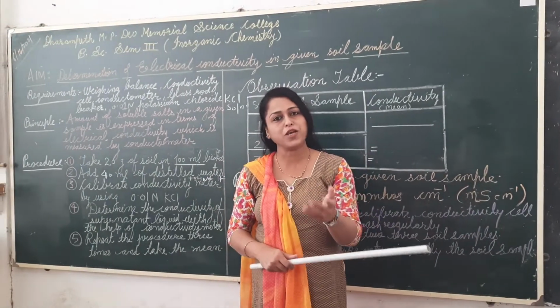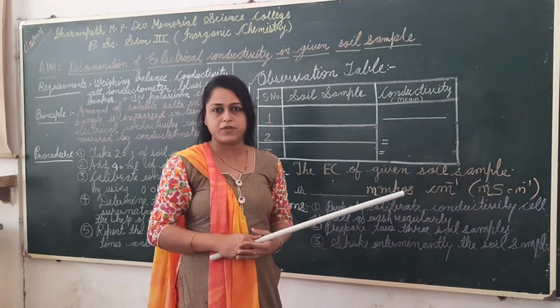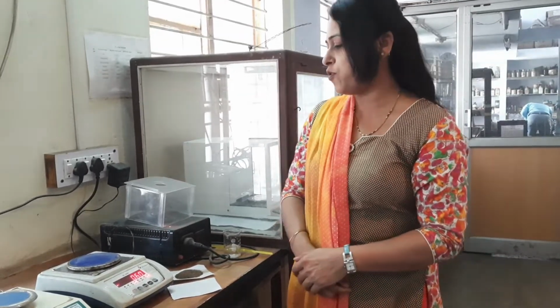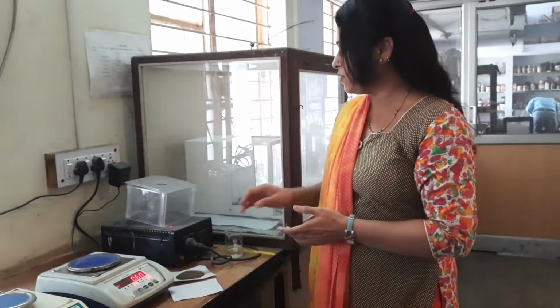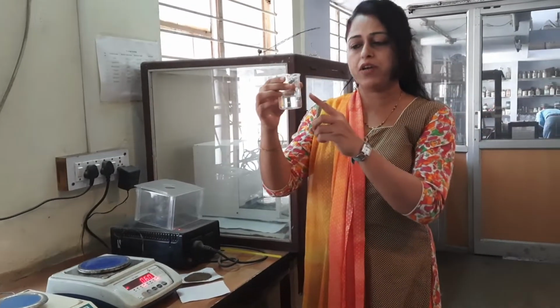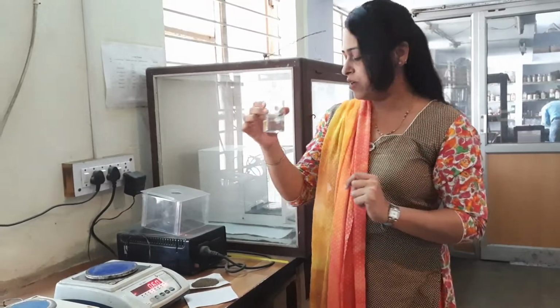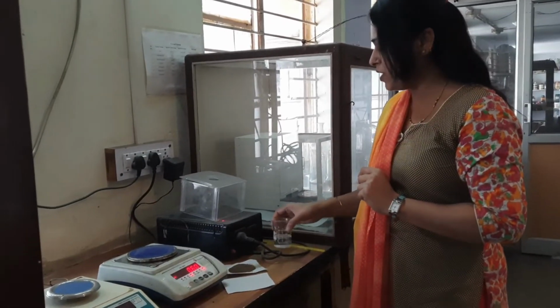So all this is about the experiment, that is, the aim to determine the electrical conductivity of the given soil sample. Now let's move to the experimental part for the readings of conductivity. First we will need a 100 ml beaker, and I have taken near about 40 ml of distilled water into this beaker, and also we will need 20 gram of soil sample.